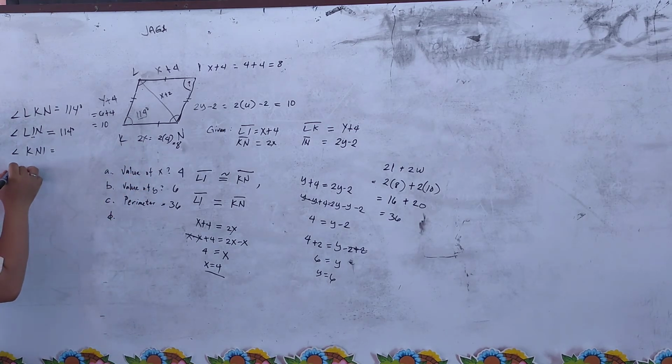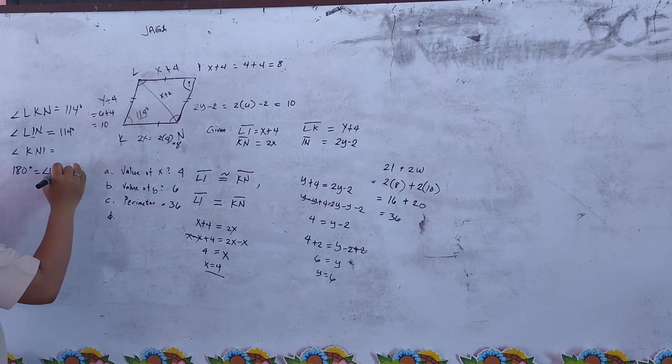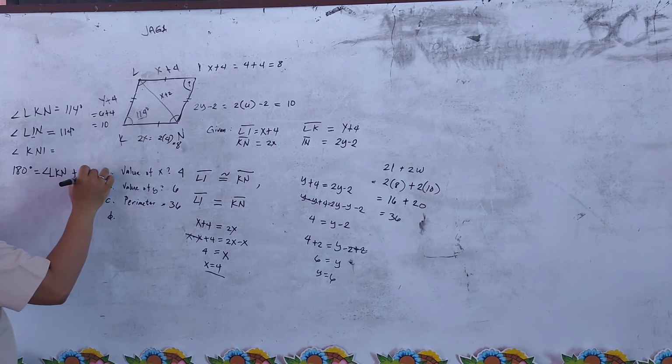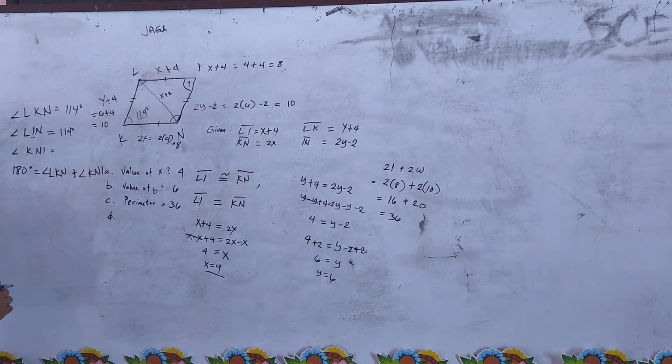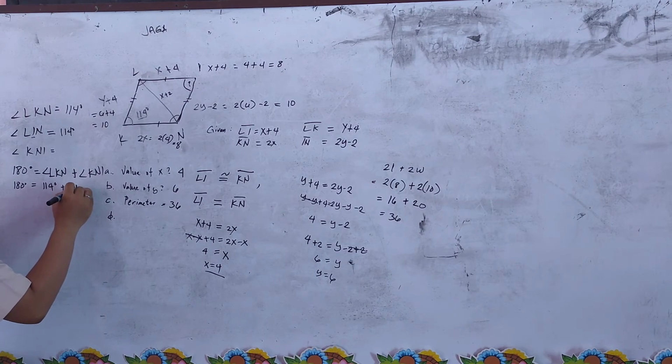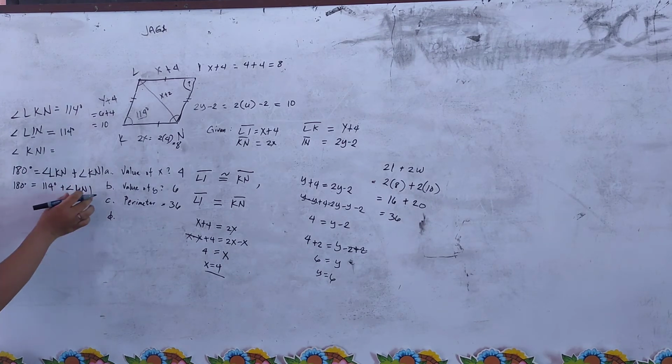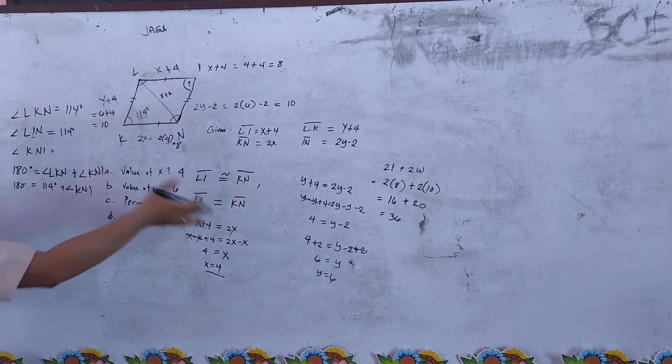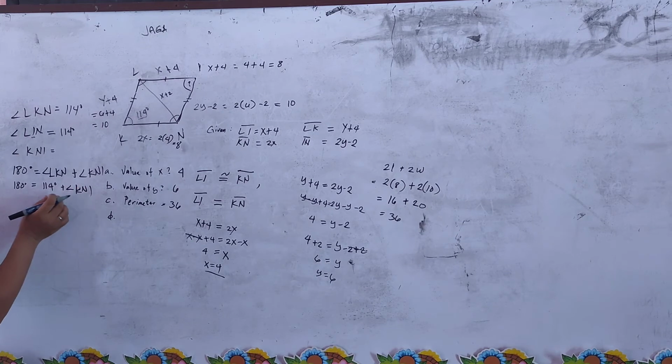So, ganito ang gagawin natin. 180 degrees is equals to yung angle natin na given, LKN, plus yung angle na hinahanap, KNI. So, yung LKN, we know that is 114. 180 equals 114 plus angle KNI. So, ito yung hinahanap natin na angle ngayon. So, ganun pa rin ang process. I-isolate natin to. Ibig sabihin, kailangan maalis si 114. No? Anong gagawin natin para mawala to si 114?